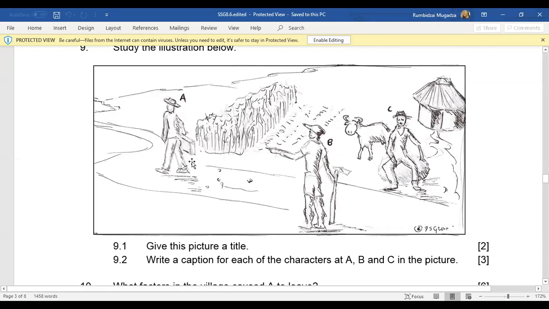So where is he going, this person? Maybe he's going to the urban areas. Okay. So B and C, these are people left behind in the rural areas. So you can give a title of rural to urban migration. That can be your title, because this man is leaving the rural areas to what? To urban areas. Okay.